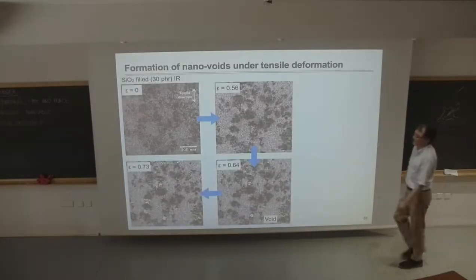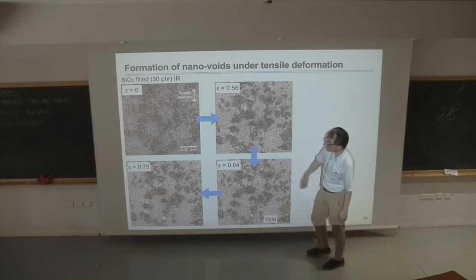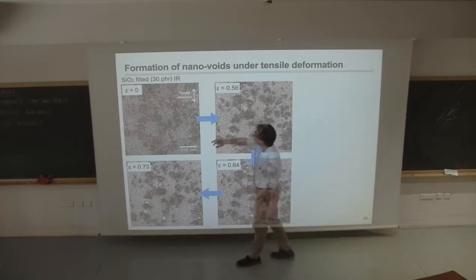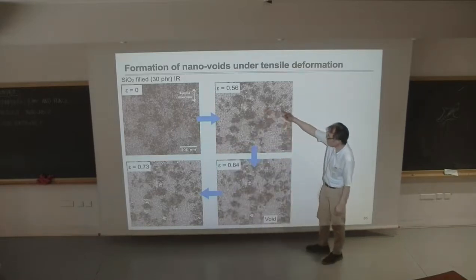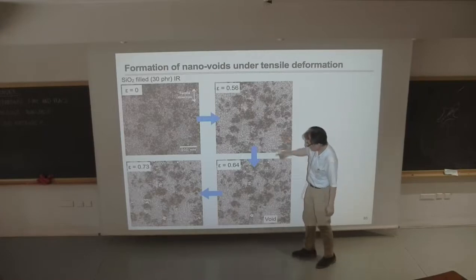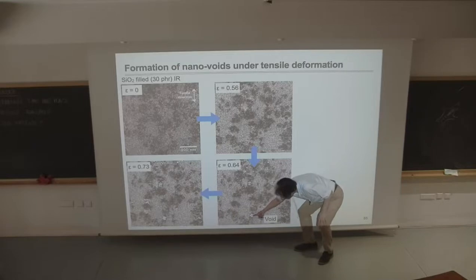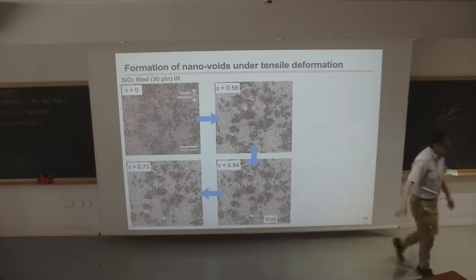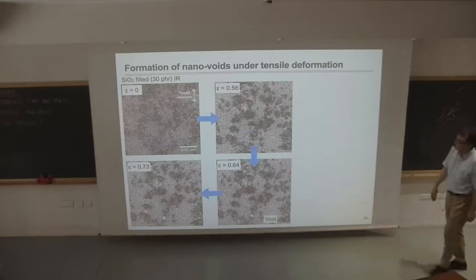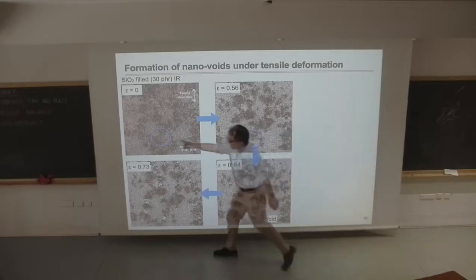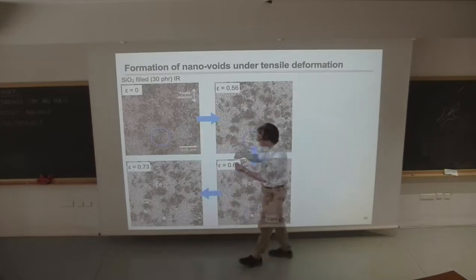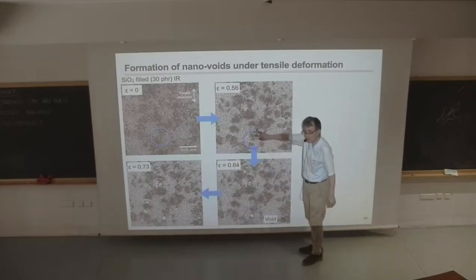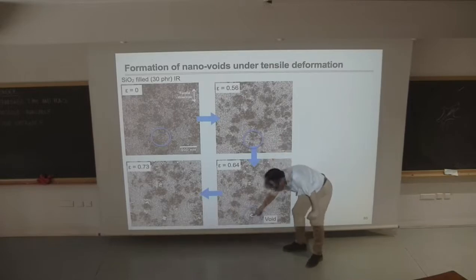Nonetheless, these are the sequential images, and this is quiescent. I mean, the strain is 0, and then the strain is 5, 56, 64, 73. Okay, as you can see, there's a void formation here and there, and this part, for example, appears to be connected in the beginning, but as you stretch a little bit, it's separated, and then starts to form a void over here.